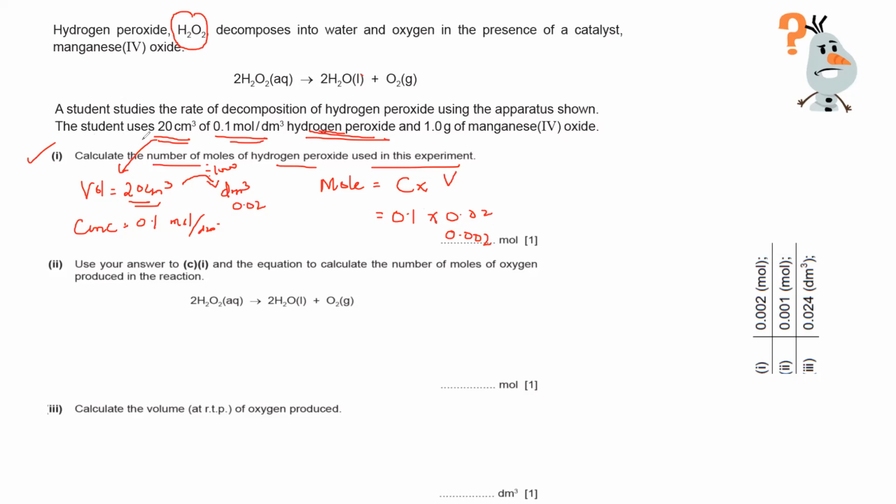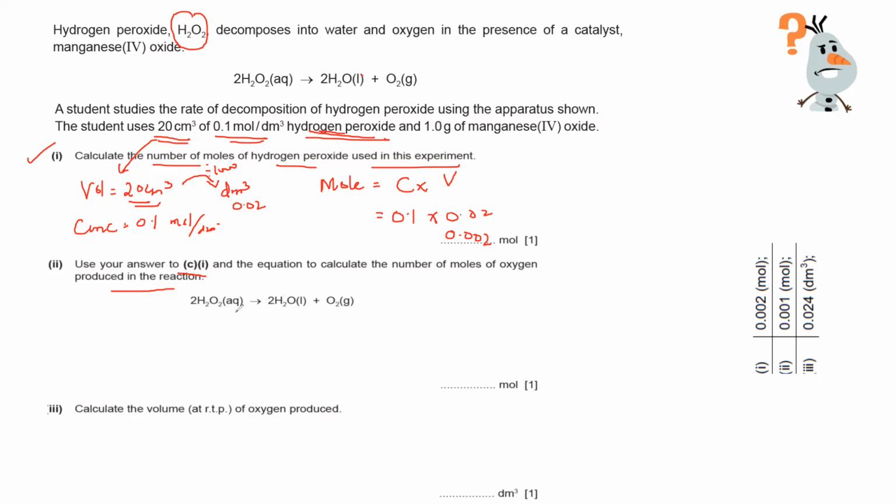Any doubt related to the first part? As we have the concentration and the volume, we can multiply them to get the moles. Now about the second part, you can see: use your answer to C1. You have to calculate the number of moles of oxygen in the reaction.